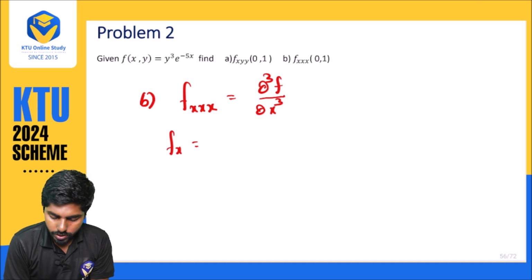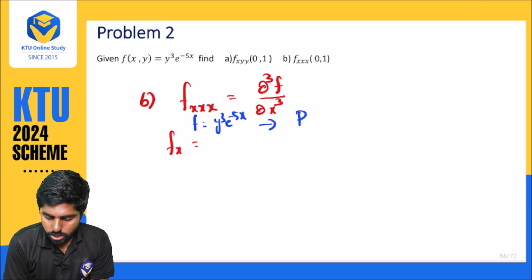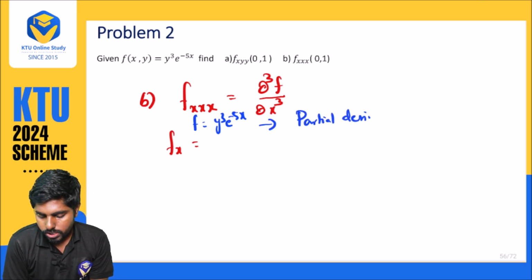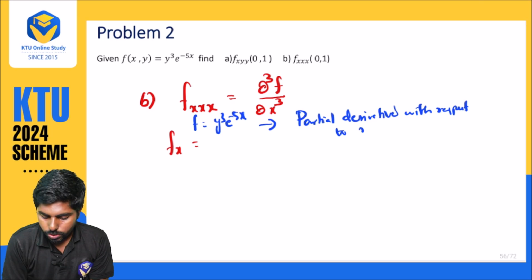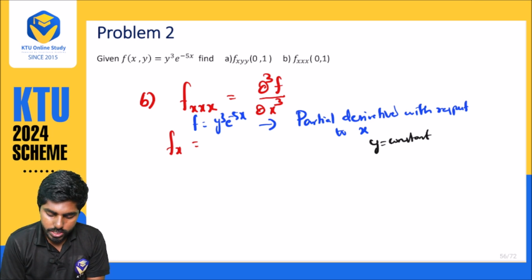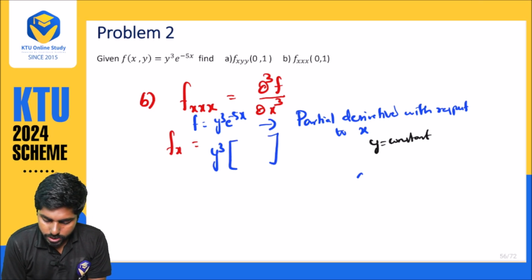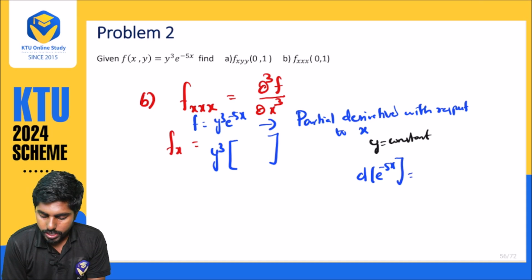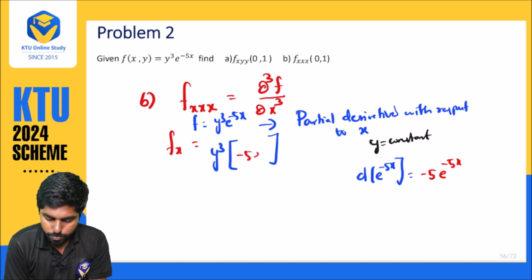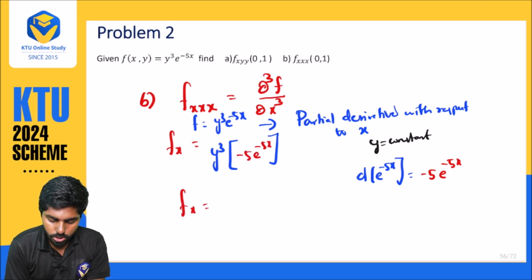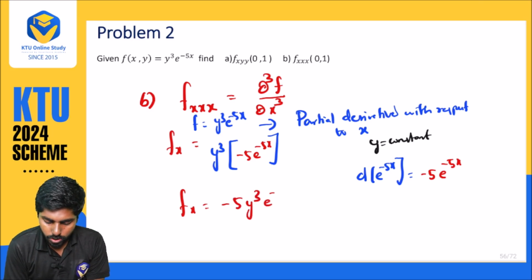What have they given? f is equal to y cube e power of minus 5x. That is the partial derivative with respect to x, which means treating y as a constant. So y cube comes outside. The differentiation of e power of minus 5x we have already done: that is minus 5 e power of minus 5x. So f_x is equal to minus 5 y cube e power of minus 5x.